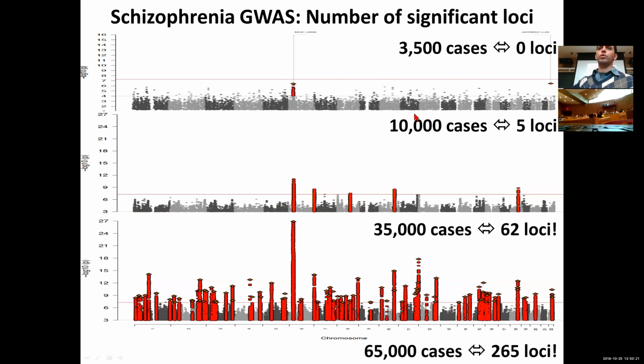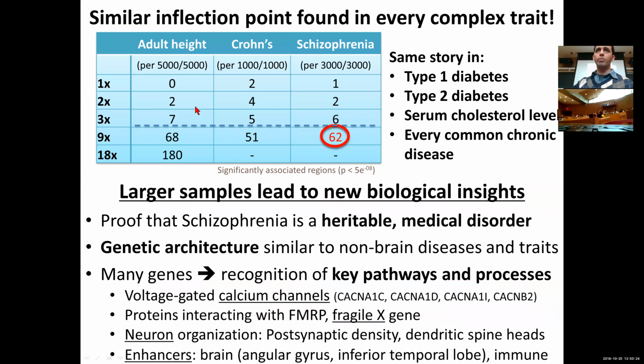And this was not true just for schizophrenia. It was not just true for Crohn's disease. For many different studies, you cross a threshold, and that threshold was in fact different for different studies. For Crohn's disease, the unit was 1,000: you looked at 2,000 individuals, 4,000 individuals, 5,000 individuals. For schizophrenia, the unit was 3,000: 3,000, 6,000, 18,000, and so on and so forth. For height, similarly, times 2, times 3, times 9, times 18. The number of loci was very, very few to none, and then suddenly a huge number.